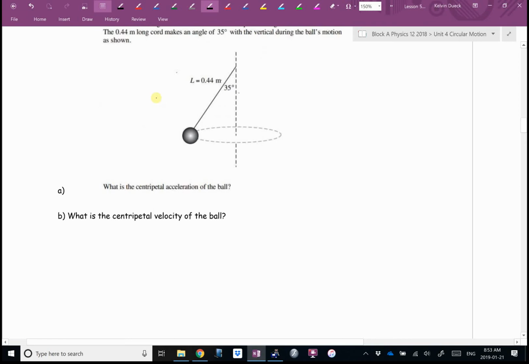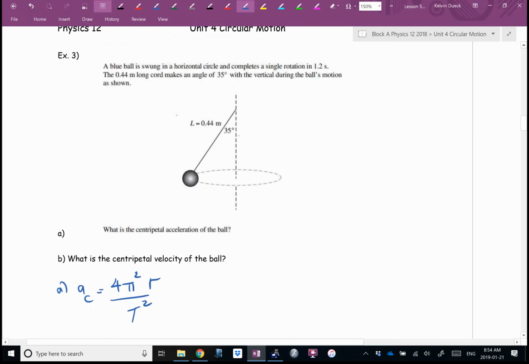Centripetal acceleration. Well, ac equals 4 pi squared r over t squared, Dylan? Gives you the period? Cool. Did it give me the radius? Is the radius 0.44? No. By the way, if this was multiple choice, I would have one where you used an r of 0.44. I think the radius is right there.